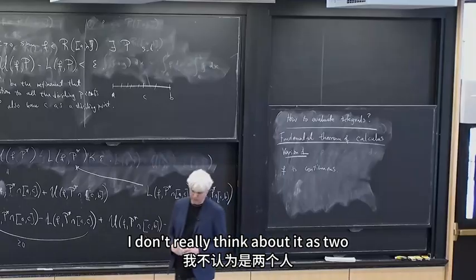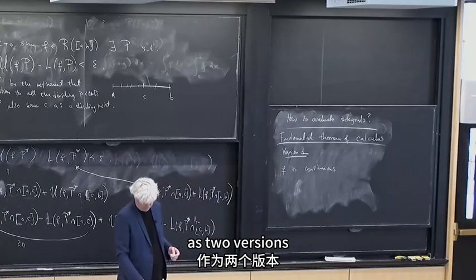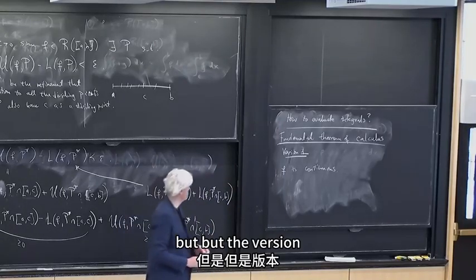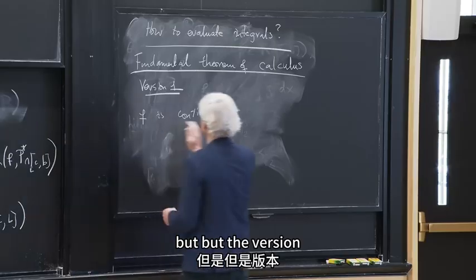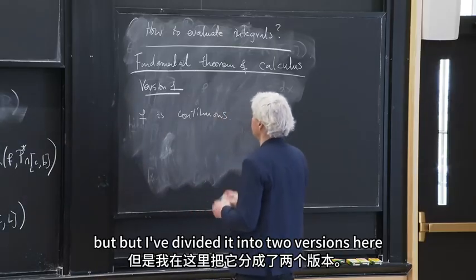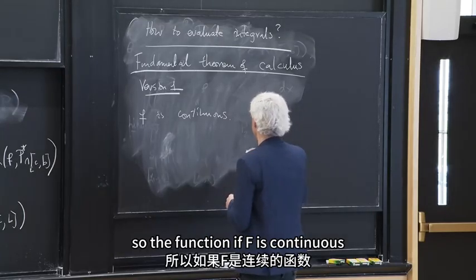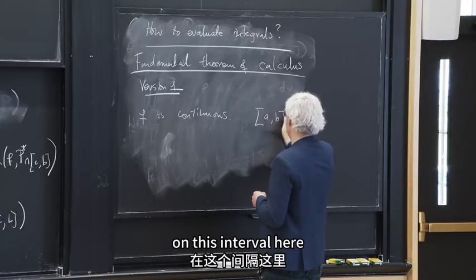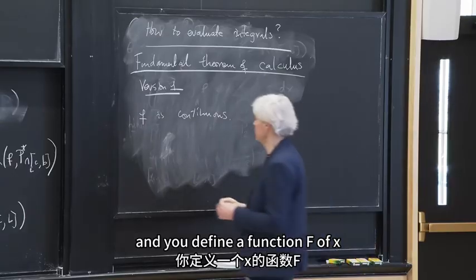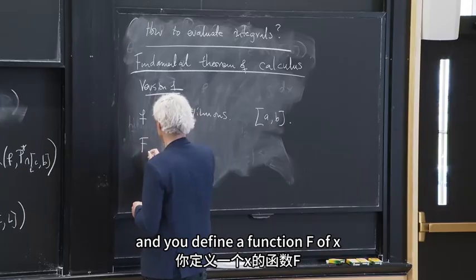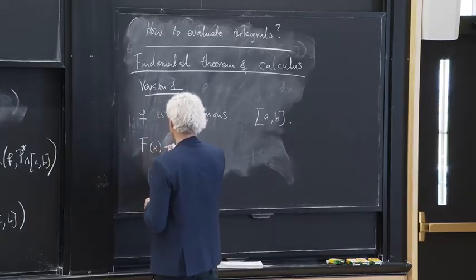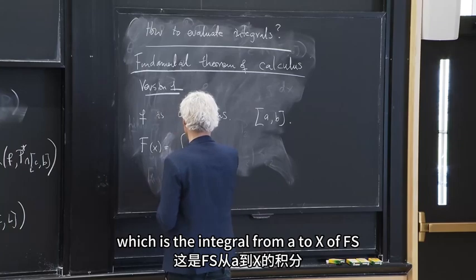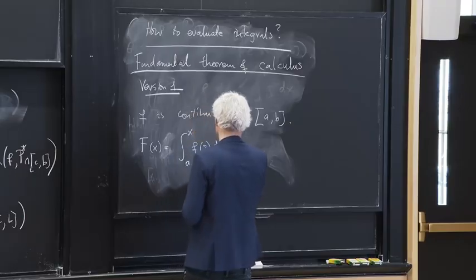I don't really think about it as two versions, but I divided it into two versions here. So if f is continuous on this interval here, and you define a function F of x, which is the integral from a to x of f of s ds.